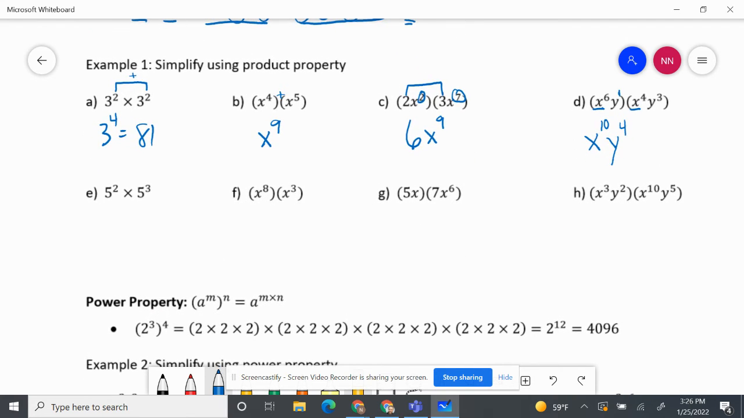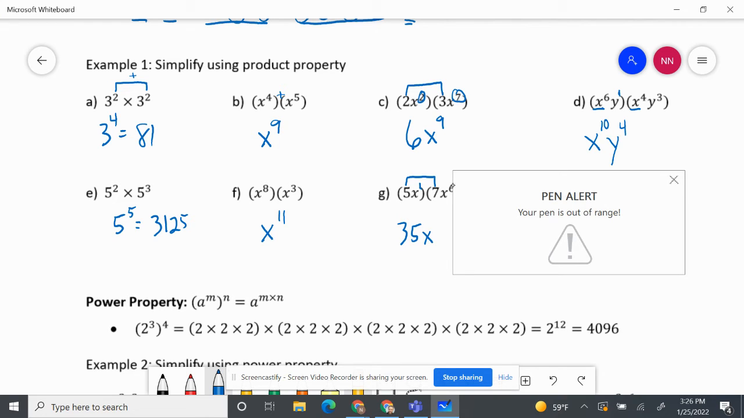Let's look at a couple others. Here we have 5 to the 5th, and that is 3125. If we look at the x's, we add them up, so that gives us x to the 11th. Here we multiply the 5 and the 7, which is 35. We add up the exponents. 1 plus 6 gives us a 7.